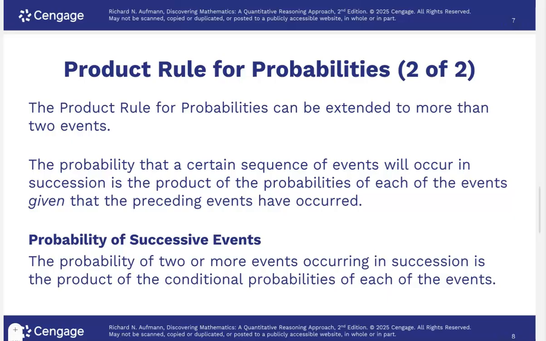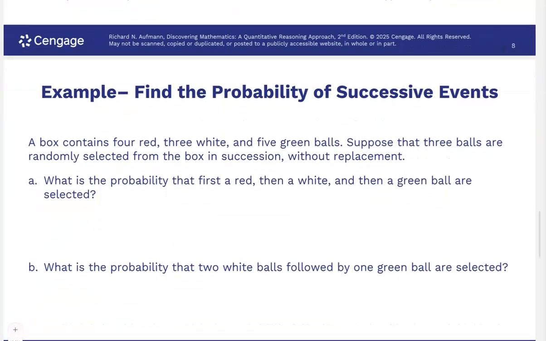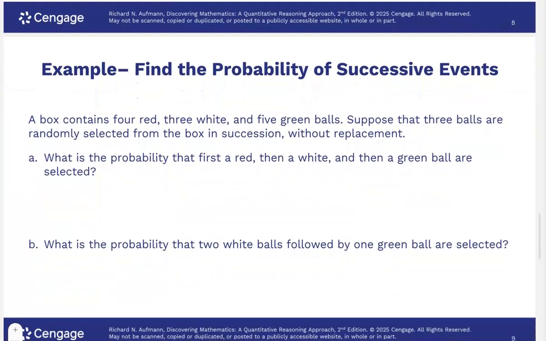And we could do this for more than two events. I mean, what if we were doing this for 3 events or 4 events? It would work the same way. So let's look at a few probabilities. A box contains 4 red, 3 white, and 5 green balls. Suppose that 3 balls are randomly drawn from the box in succession, and we are doing this without replacement. What that means is once one ball has been drawn, it is not going back in to be drawn again. And we want to find some probabilities based on that.